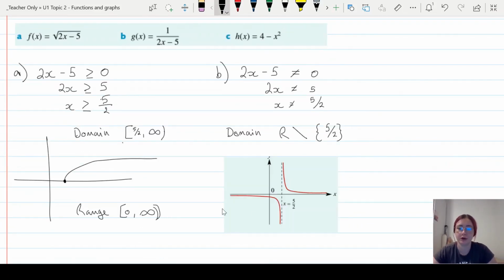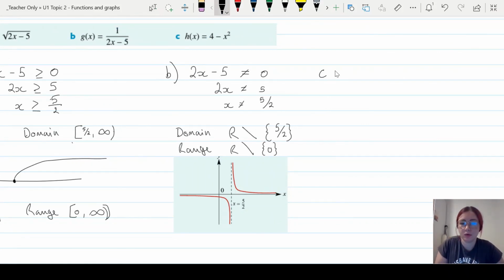So the graph would look effectively like that. Our range in this case is actually going to be R excluding 0, because there is no way to get a value of 0 here, because we're always 1 divided by something. You can't get a value of 0 that way. So that gives us our range.